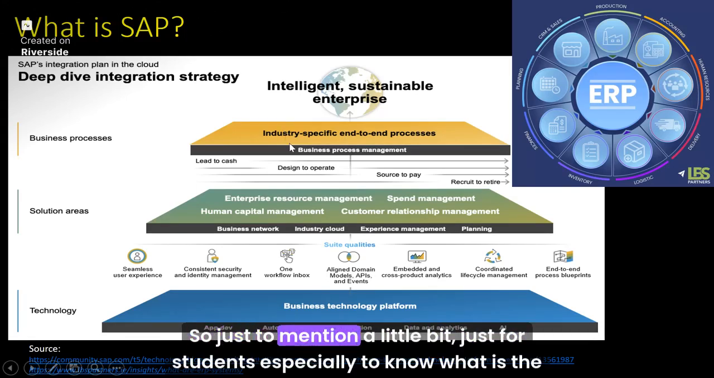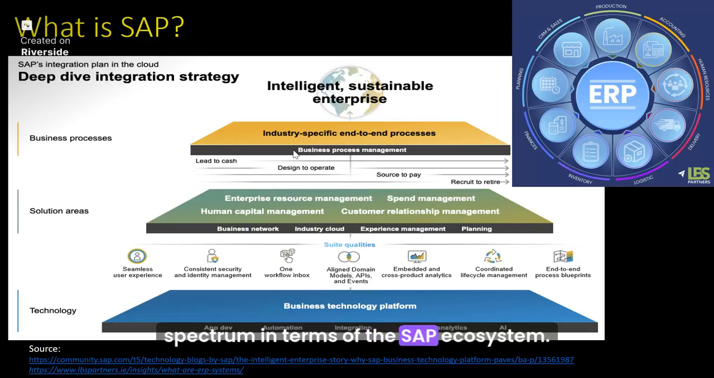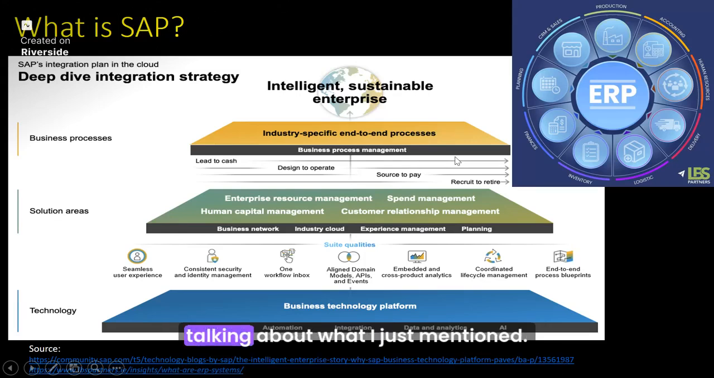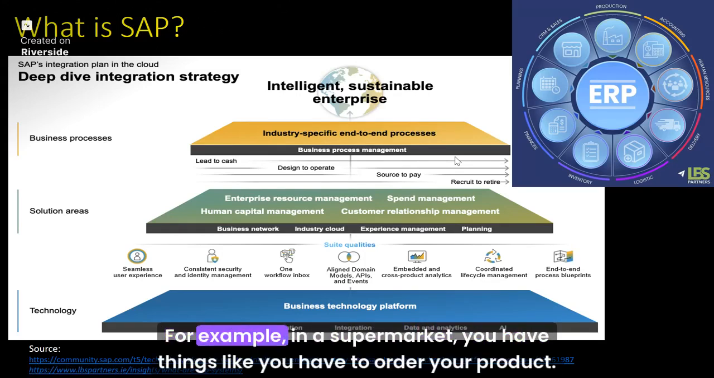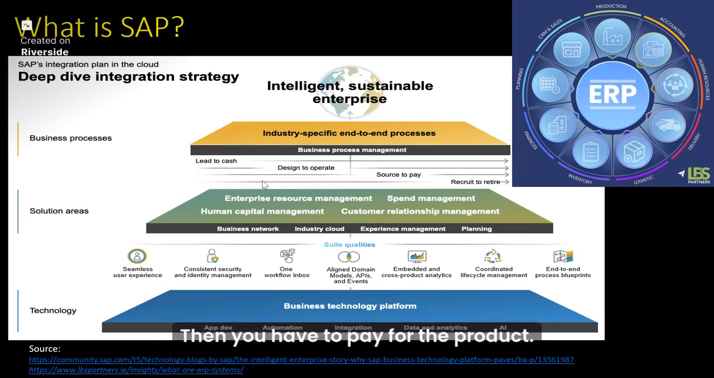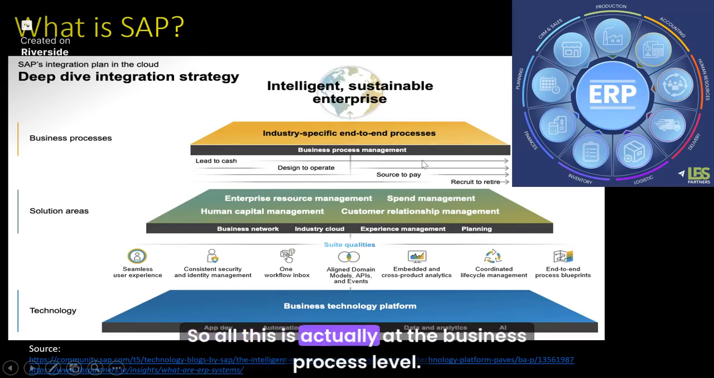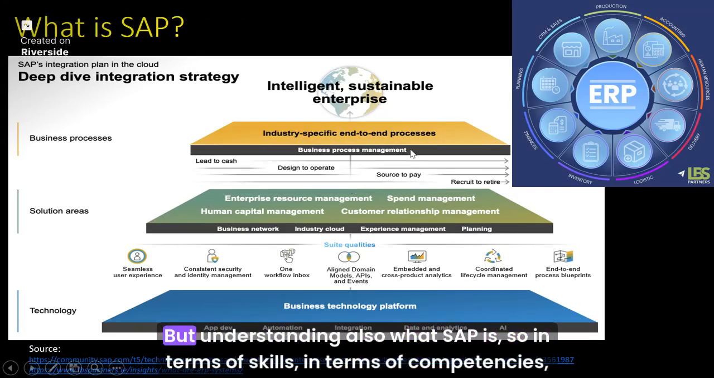Just to mention a little bit, especially for students, what is the spectrum in terms of the SAP ecosystem? So we talk about the ERP. The first layer that you see here, business process management, is about what I just mentioned. For example, in a supermarket, you have to order your product, then you have to pay for the product, and at some point the inventory gets decreased, and so on. All this is at the business process level.